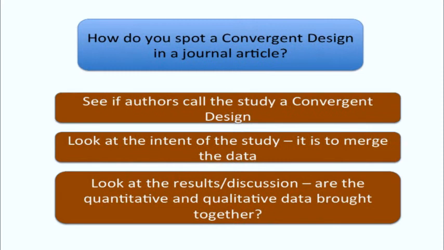How do you actually spot a convergent design in a journal article? Well, you start by looking to see if the authors called it a convergent design at the beginning. But then you look at the intent of the study. Are they actually trying to merge the two databases to have a more complete understanding or a better understanding of their problem? You can then look into the results section or the discussion section and see if they brought both of the databases together and they actually merged the two databases. So those techniques you can easily spot a convergent design.